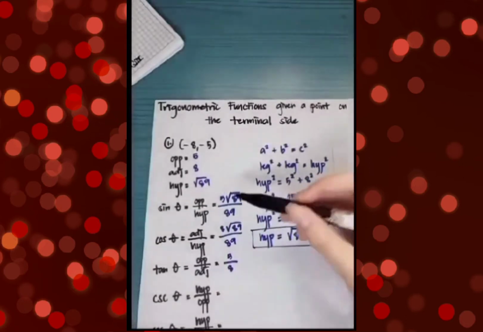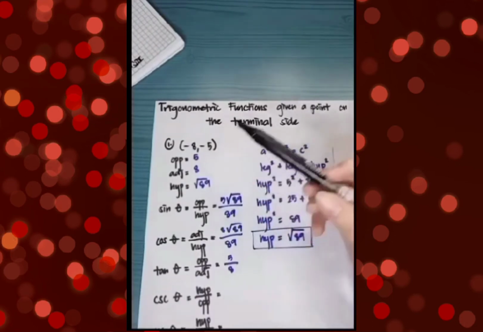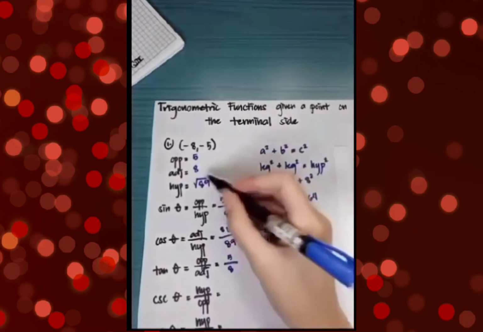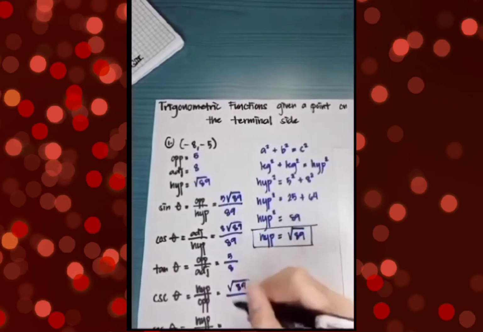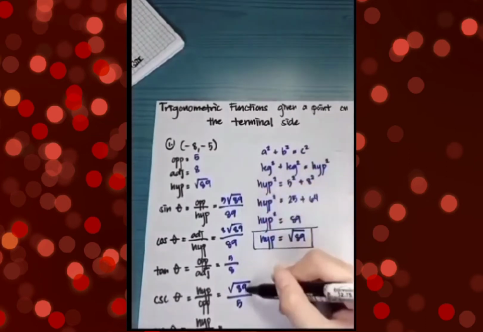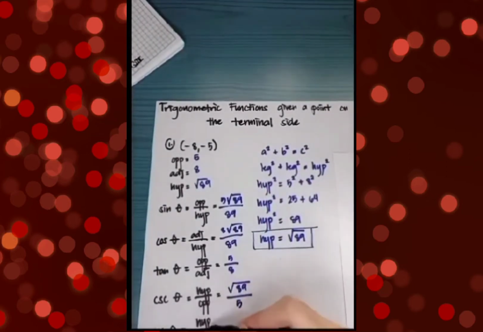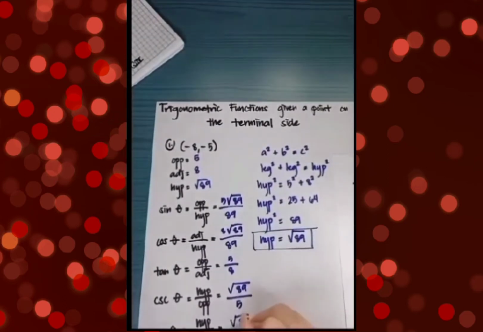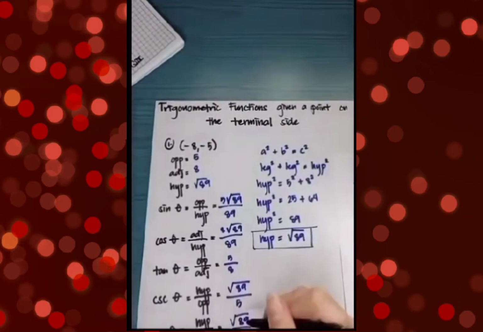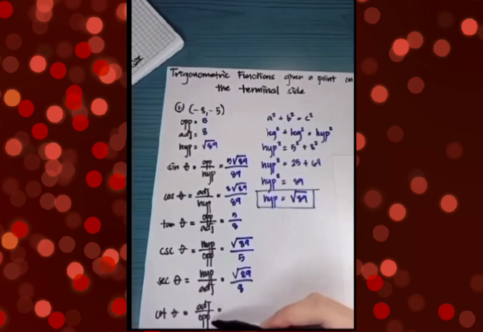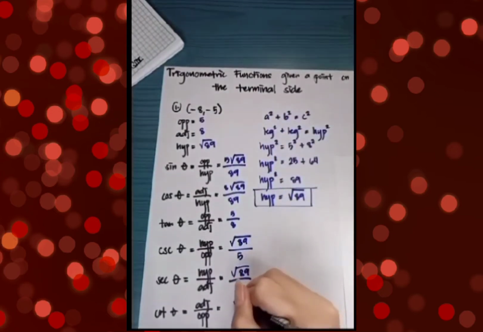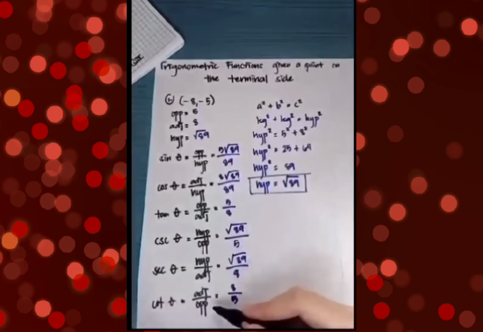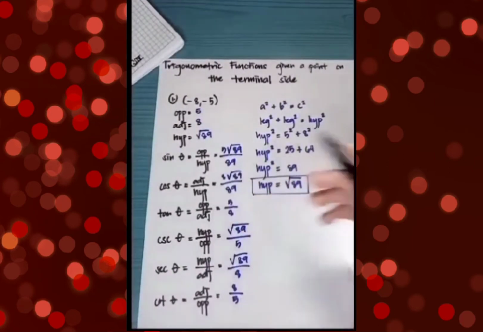Now with the cosecant theta, it is just hypotenuse over opposite, which is the reciprocal of the sine theta, actually. So, square root of 89 over 5. And we don't need to rationalize it because it cannot be simplified. And also with our secant theta, which is hypotenuse over adjacent, it is equal to square root of 89 over 8. Now with the cotangent theta, which is the reciprocal of tangent theta, adjacent over opposite, and that is 8 over 5.